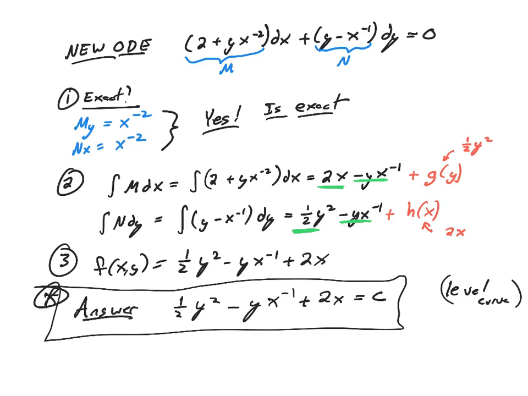All right. So that's basically the gist. And don't forget, if you want to try one, keep trying until you get the integrating factor that actually works. And if you can't find one, then you can't use an integrating factor. You've got to move on to something else.